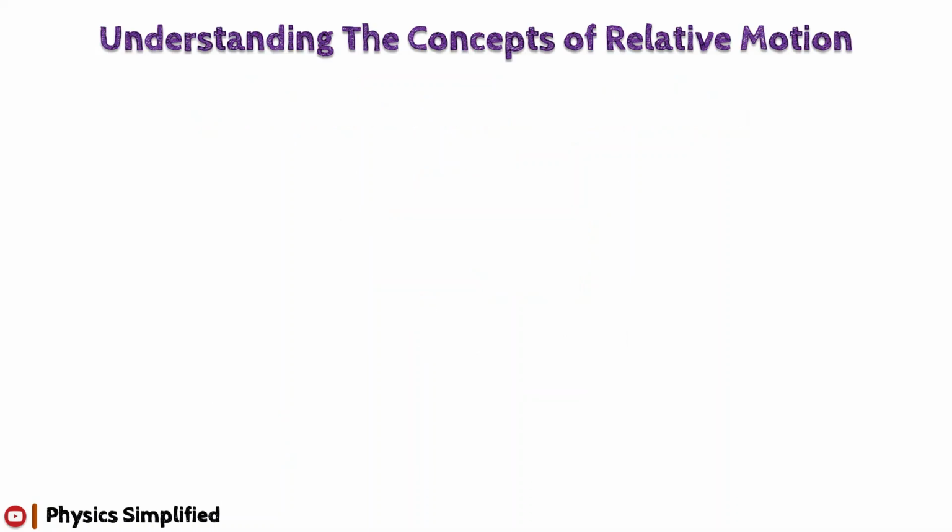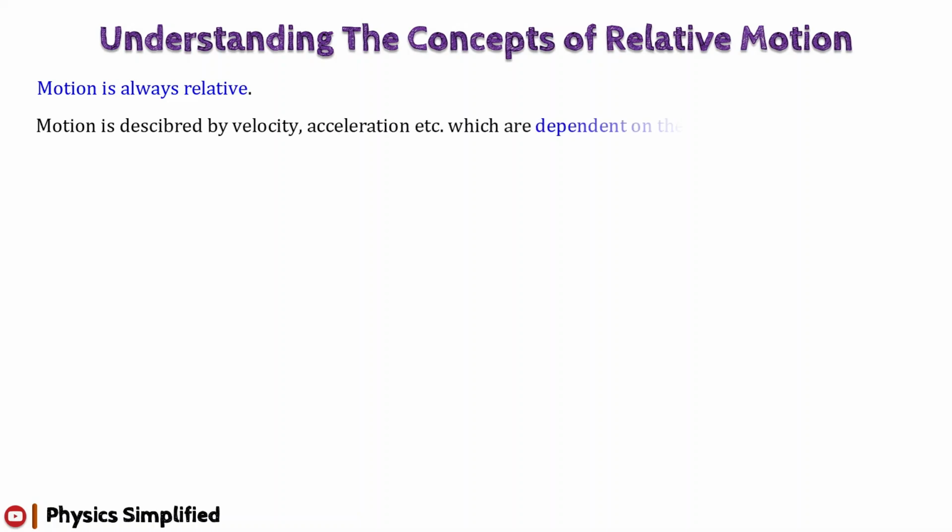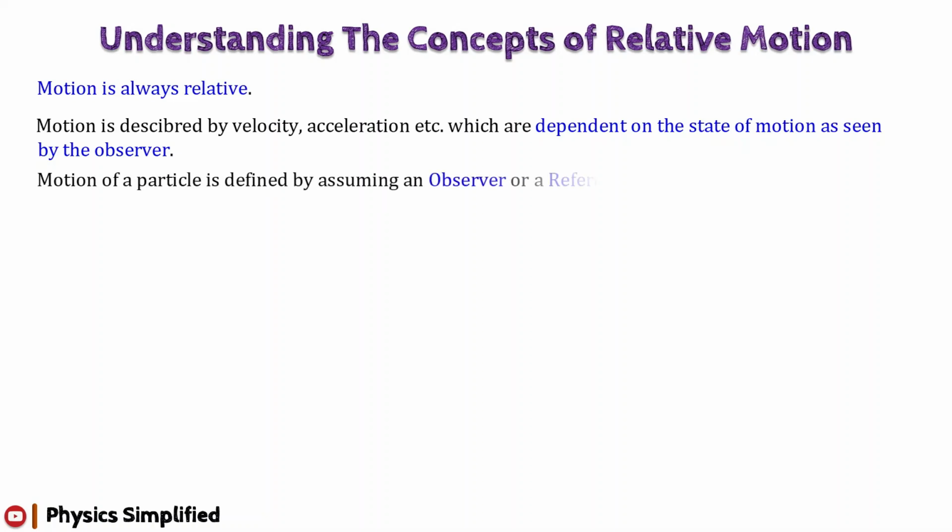Motion is a combined property of the object under study, as well as the observer. It is always relative. The motion of a particle is described by using kinematical quantities such as velocity, acceleration, etc. These quantities are dependent upon the state of motion, as seen by the observer. So, when we define the motion of a particle, we assume an observer or a reference frame, relative to which the given particle is in motion.